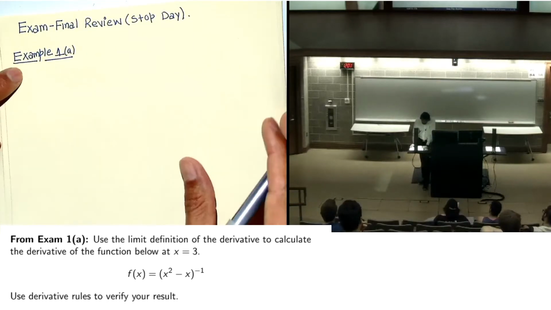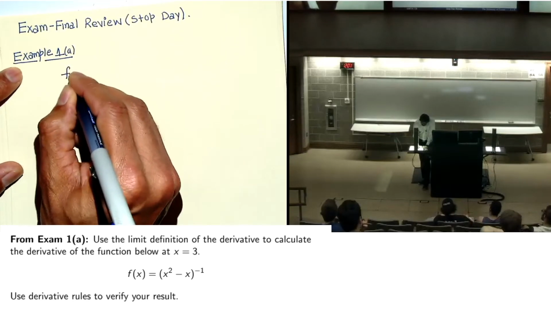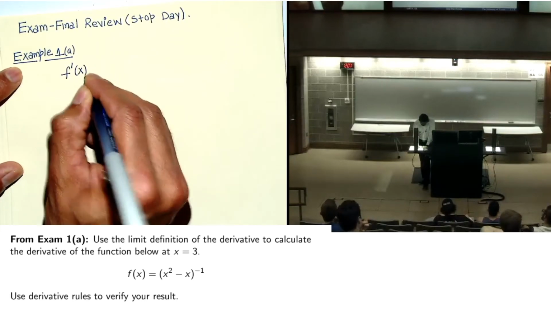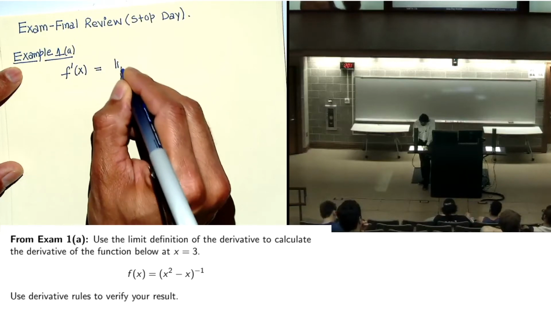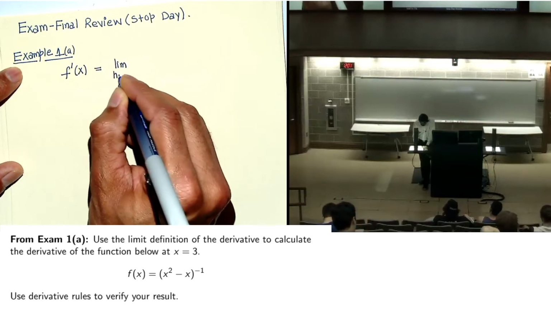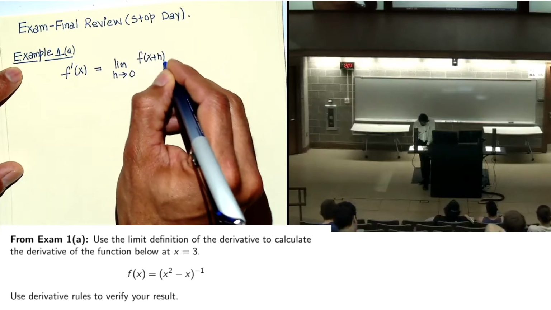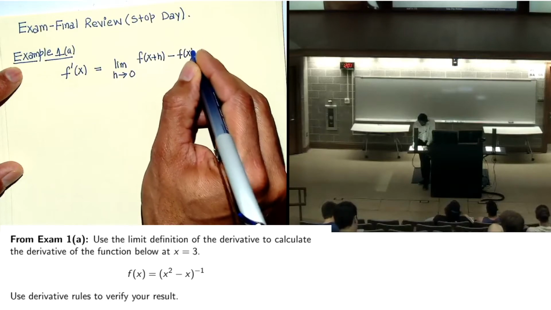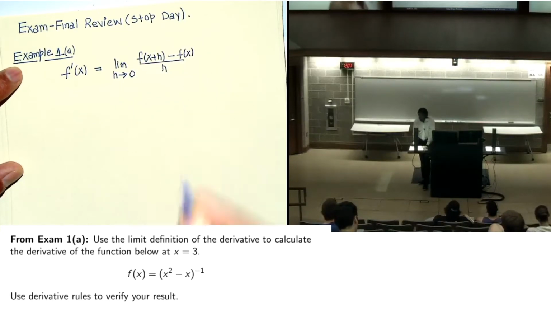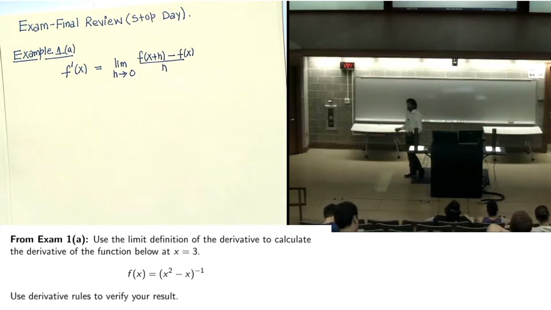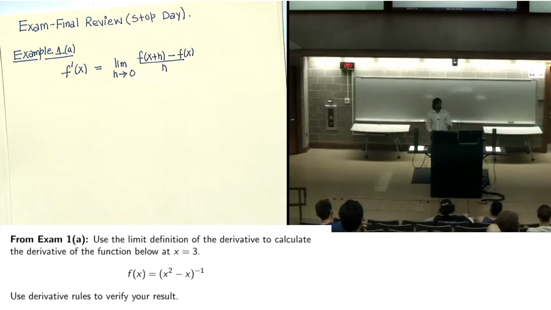So the first thing I'm going to ask you, what is the definition of the derivative? What is f prime of x? We can write the definition of derivative in terms of a limit: the limit as h approaches 0 of f of x plus h minus f of x, divided by h. So the derivative is nothing but the limit of the quotient f of x plus h minus f of x divided by h. And if you look at this quotient, if h goes to 0, it is an indeterminate form, 0 over 0.